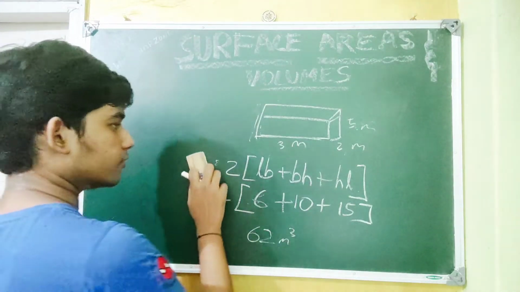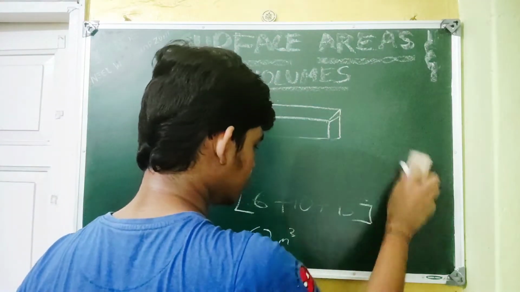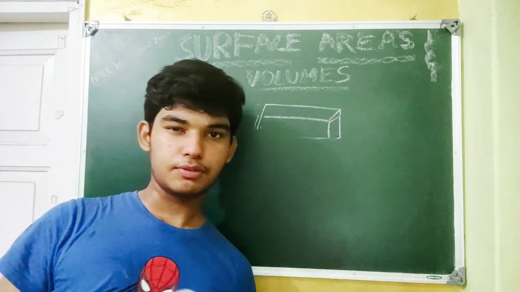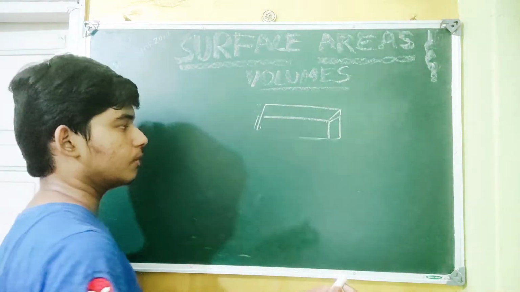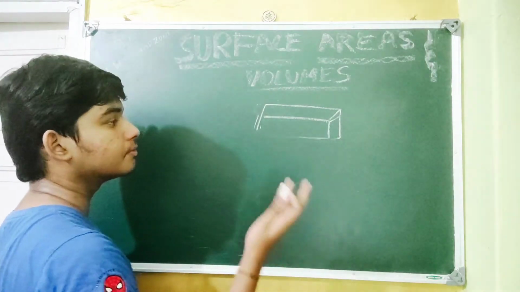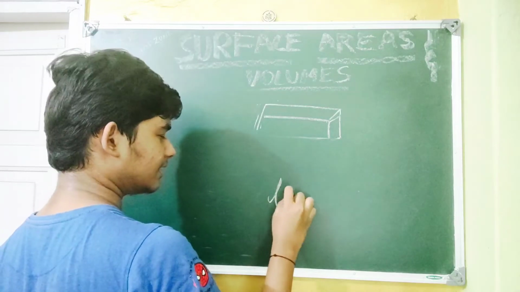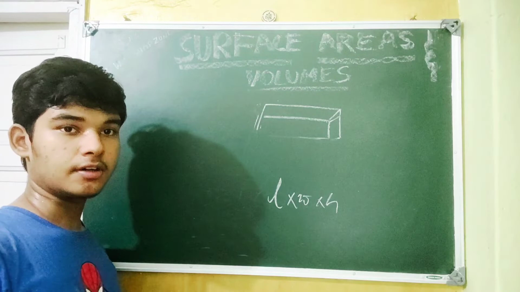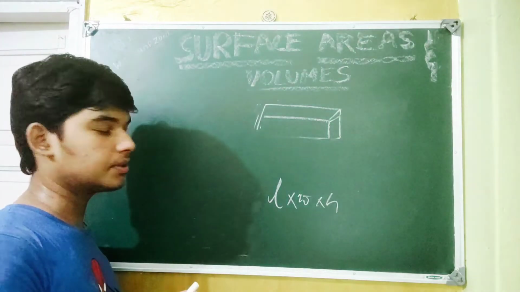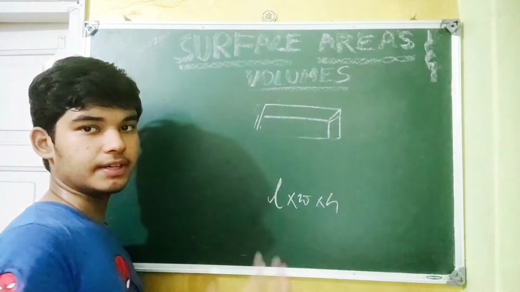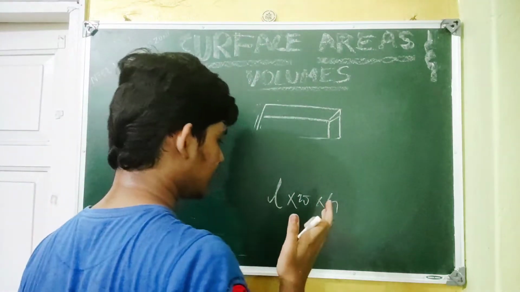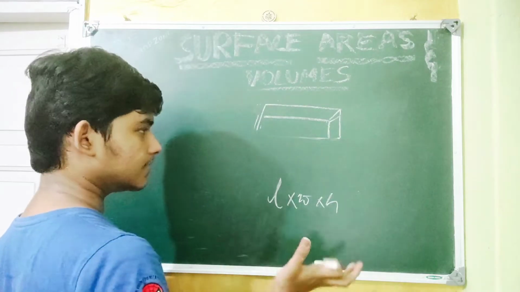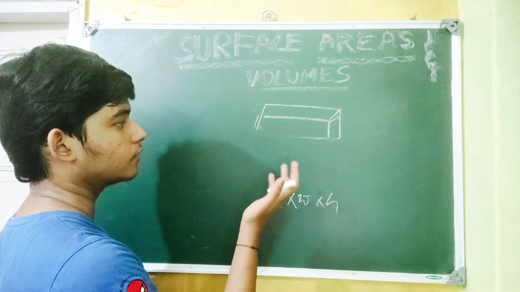Now, to find out the volume of a cuboid, we obviously need a different formula. For that we can use the formula for volume of cuboid, which is length into width into height. Now you can call it width or breadth like I called it in my previous example, but I'll just continue with width because I'm kind of used to it. So this is the formula for the volume of cuboid.